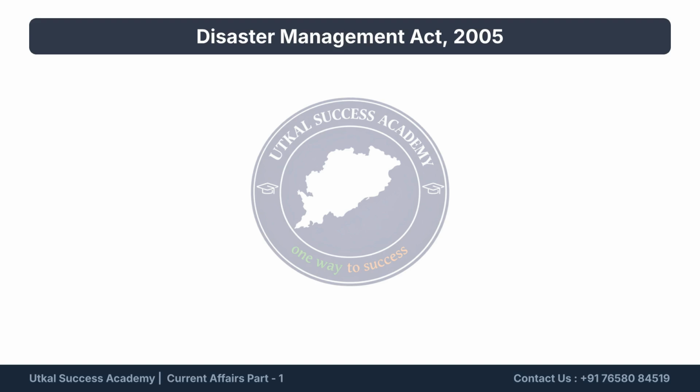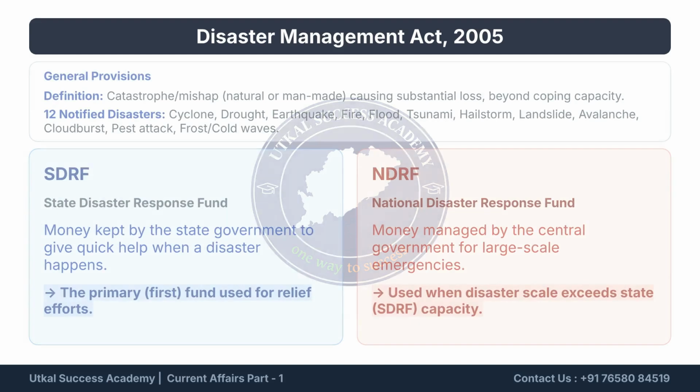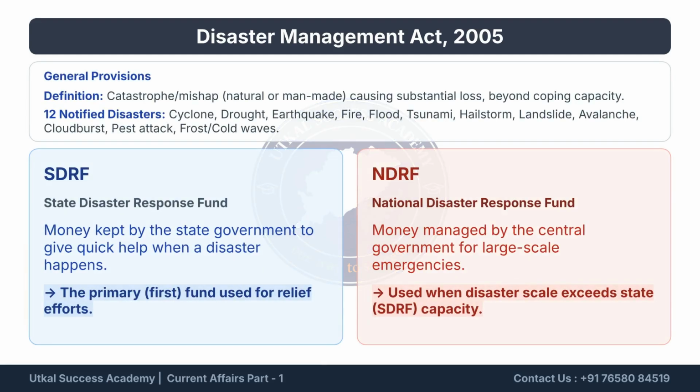The State Disaster Response Fund, SDRF, is the primary fund for relief, while the National Disaster Response Fund, NDRF, is used for large-scale emergencies exceeding state capacity.